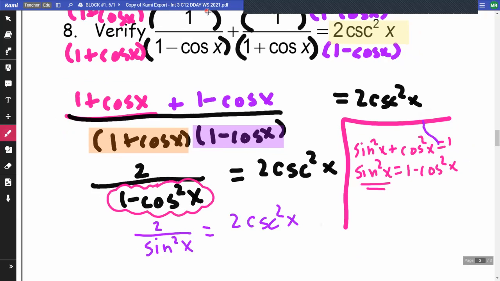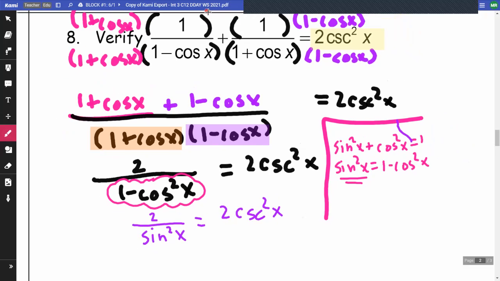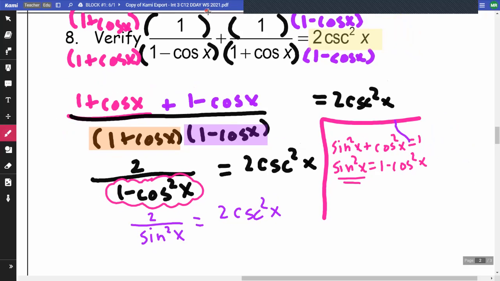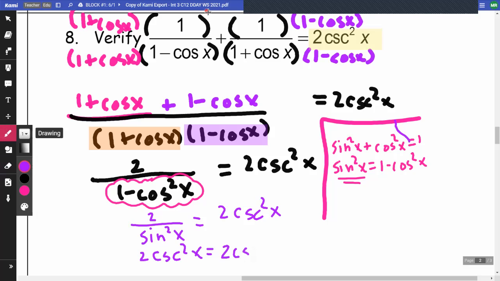Now a 2 over sine squared x, 1 over sine squared x is a cosecant squared. So this becomes 2 cosecant squared x equals 2 cosecant squared x. There you go.